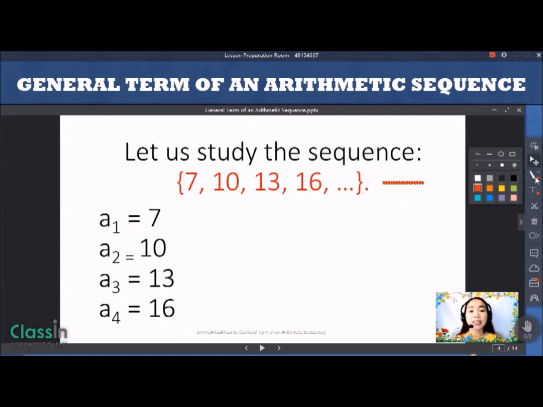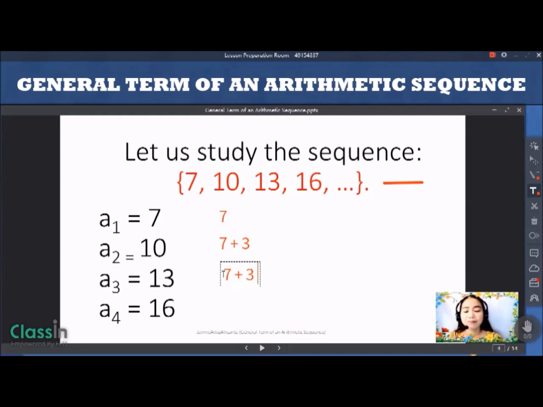Now let us study these numbers. We will begin with 7 since that is our first term. Then we will proceed to 10. How did we get 10? Very good. We added the common difference, which is 3. So 10 actually comes from 7 plus 3. Then to have our third term, we have to add another 3. So that is 7 plus 3 plus another 3. The same goes for 16. It comes from 7 plus 3 plus 3 plus another 3.